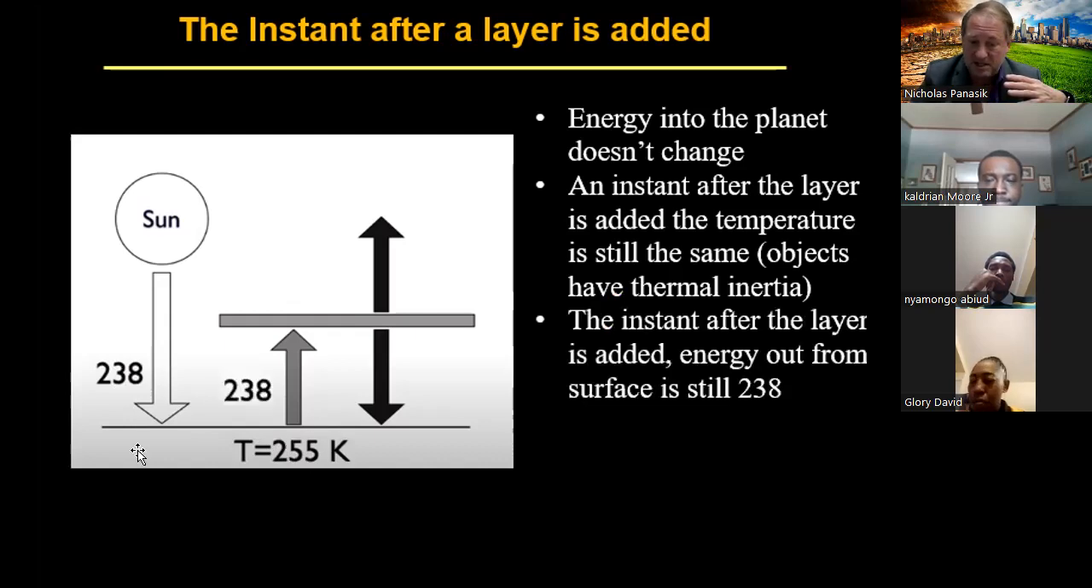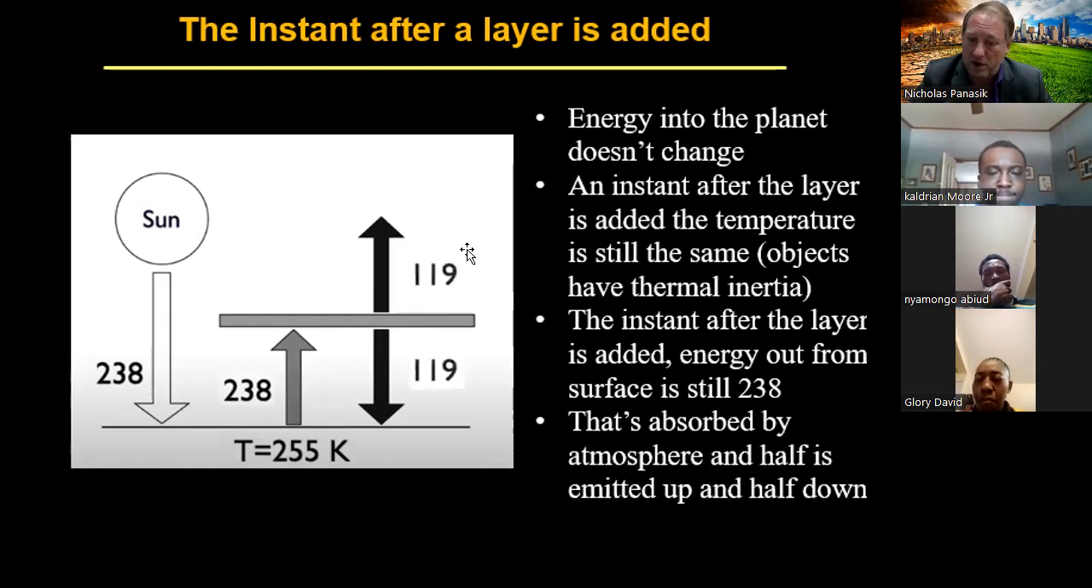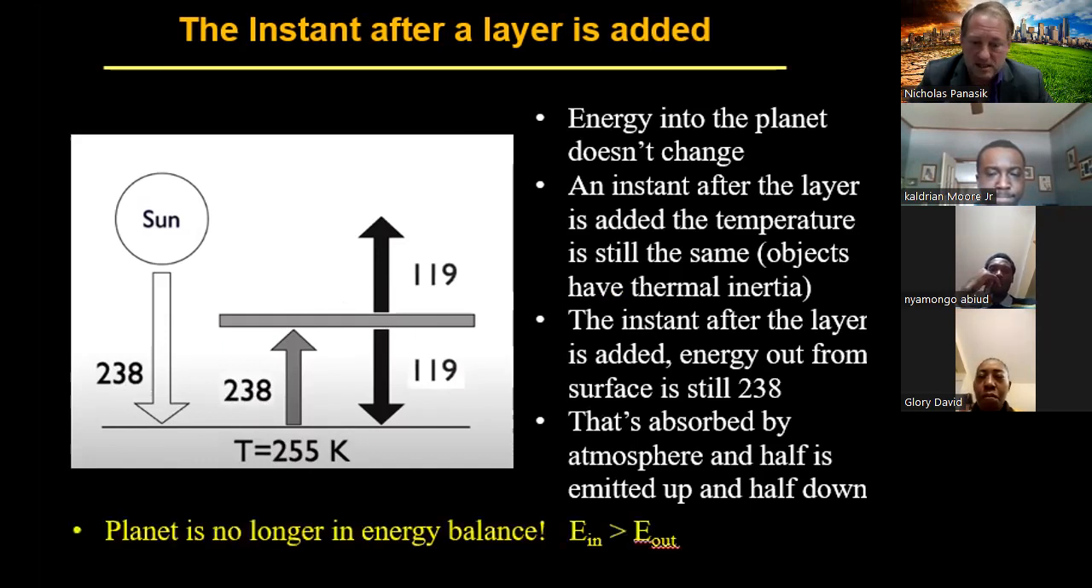And so that means we're still shooting out 238 into this atmosphere. But if we're only putting 238 into the atmosphere, remember that energy is going to be re-radiated half upwards and half downwards. So only 119 is going out into space in the instant after that layer was added. Okay. So what does that mean? That means the energy coming in, 238, is much greater than the energy leaving the planet, which is only 119.